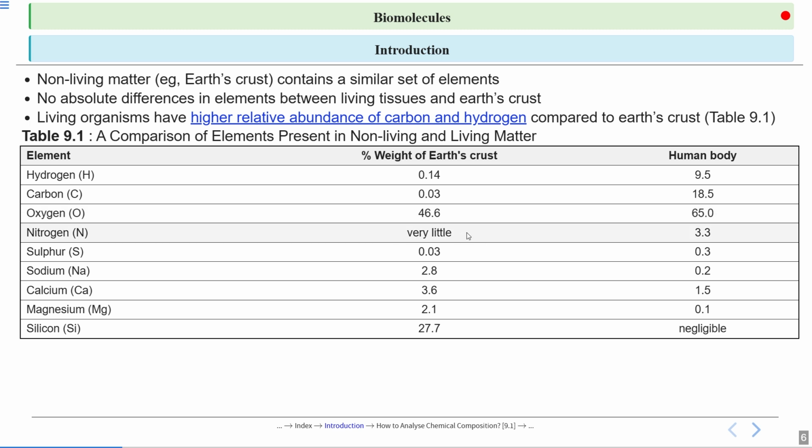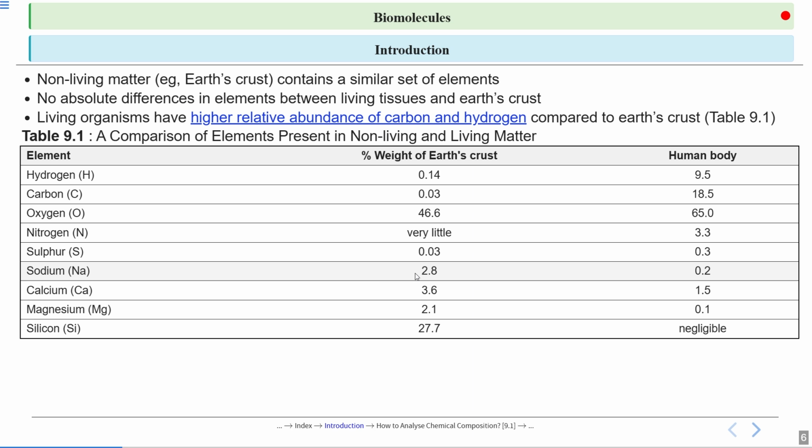Then nitrogen, it is very little in earth crust, but in human body, nitrogen is 3.3%. Nitrogen is present in amino acids. It is present in nitrogenous bases. Okay. Amino acids combine to form proteins. Nitrogenous bases are part of nucleotides which form the DNA. Okay. Then this is sulfur. Sulfur is 0.03. In human body, it is 0.3. Some of the amino acids also consist of sulfur.